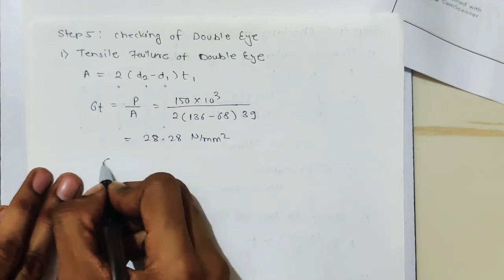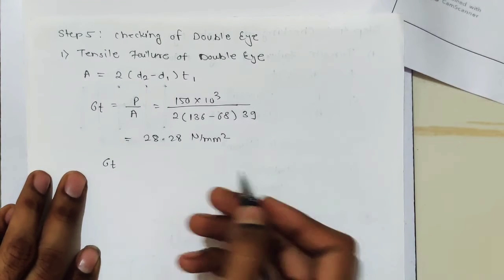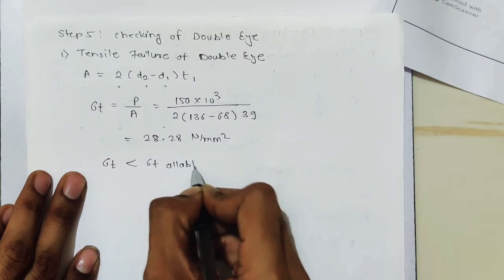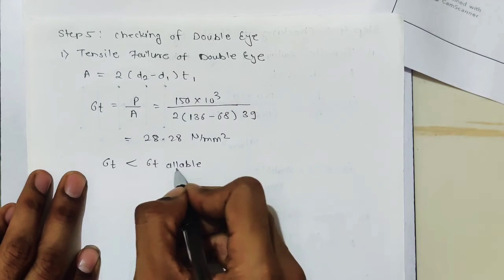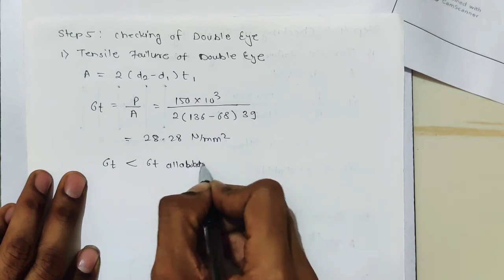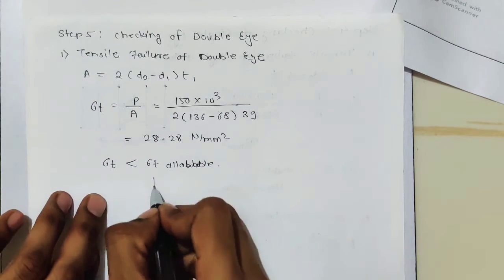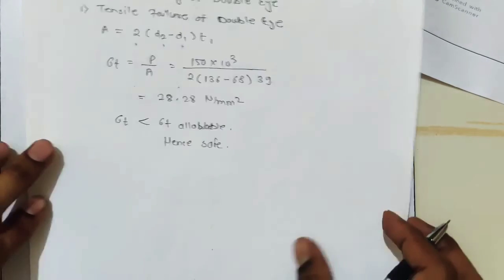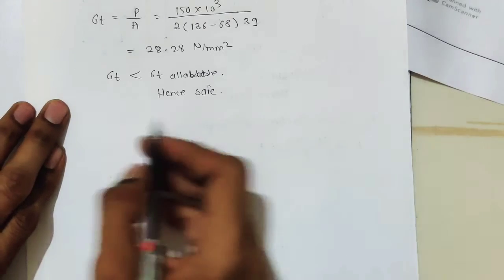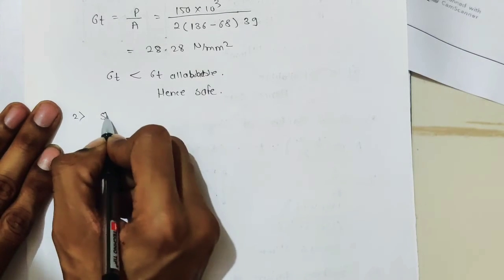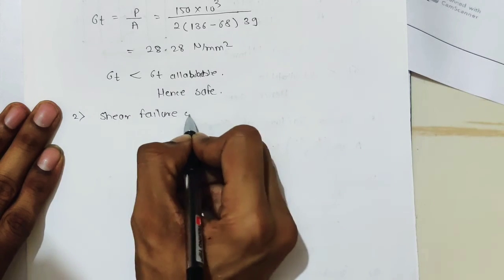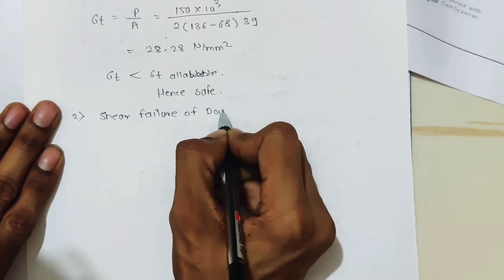So you know that sigma t allowable is 75 Newton per mm square, and this is less than sigma t allowable. Allowable, spelling wrong. Okay, so hence safe. Similarly, we will move to the shear failure of double eye.